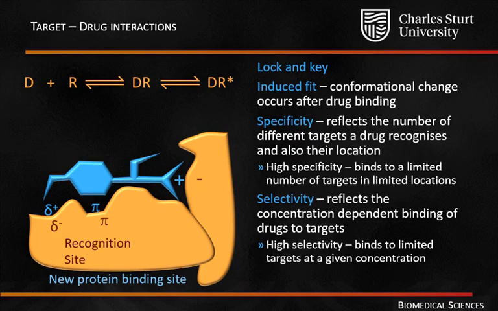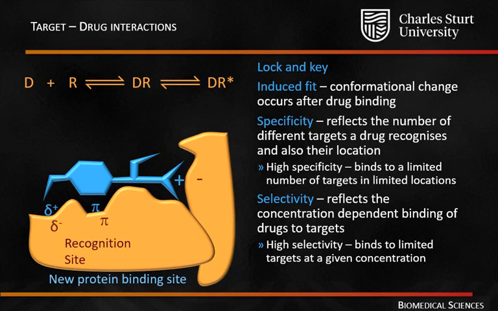So a highly specific drug will bind to a limited number of targets in a limited number of locations. So that gives you a very specific effect. A less specific drug is going to bind to more different types of receptors, and they might be found in more different locations or a combination thereof. So that's the term specificity.